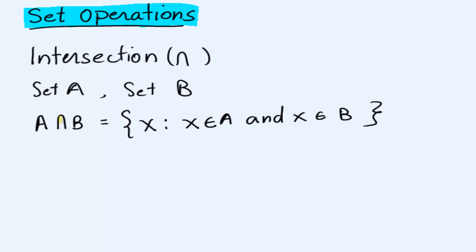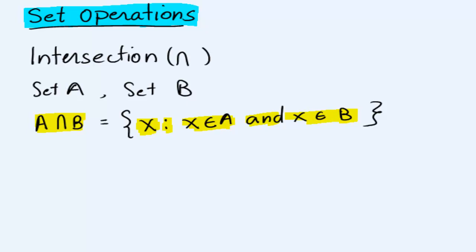This is read: the intersection of A and B is a set consisting of all x such that x is an element of A and x is an element of B, meaning that the intersection has those elements that are common to both sets.